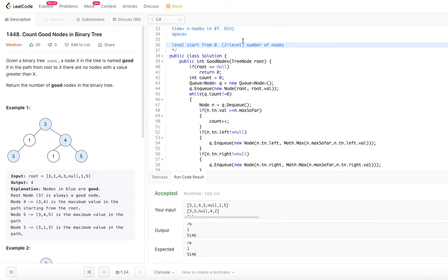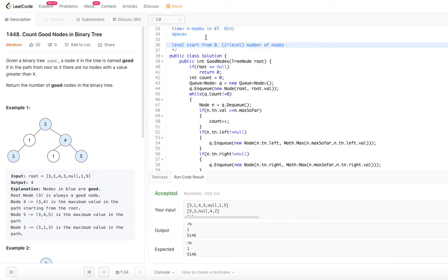So for example, level 0 has 2 power 0, that is 1. Level 1, 2 power 1, 2 nodes. Level 2, 2 power 2, 4 nodes. That is the maximum number of nodes possible, right? So what we are going to say is, for a given level, there are 2 power L nodes that are possible. So the queue will have at the max at a given time a maximum of 2 power level number of nodes, right?